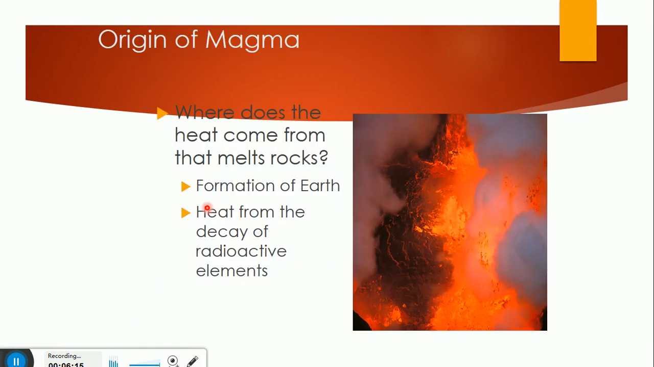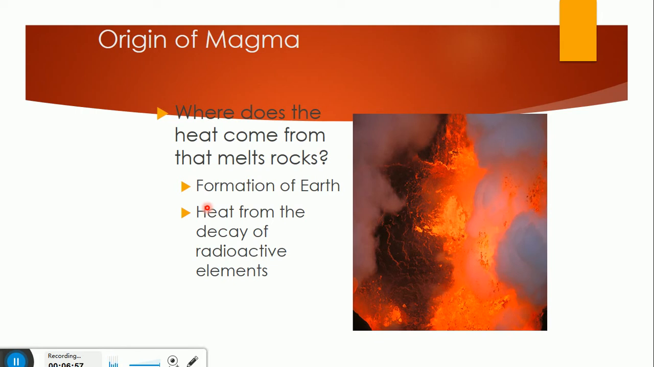Origin of the magma. Where does the heat come from that melts the rock? How are magmas generated? Where is the heat source? Inside the earth there are 106 elements found on the periodic table, and among these, some are radioactive elements, and these radioactive elements are the main source of heat generation, because they disintegrate and are converted into heat energy and daughter elements, like uranium finally converting into lead.